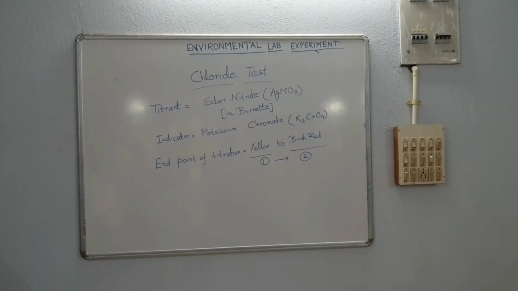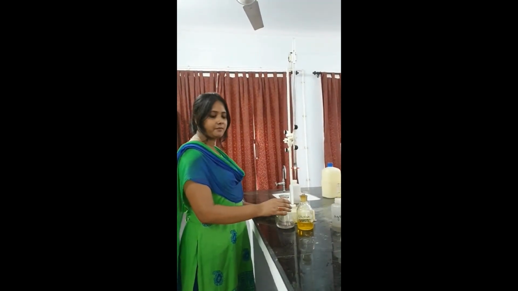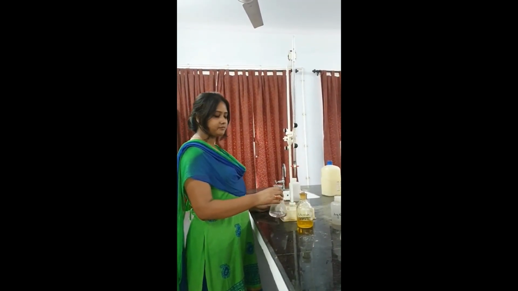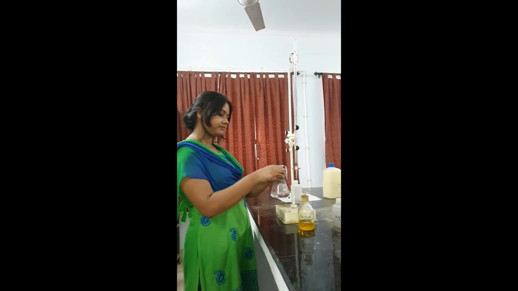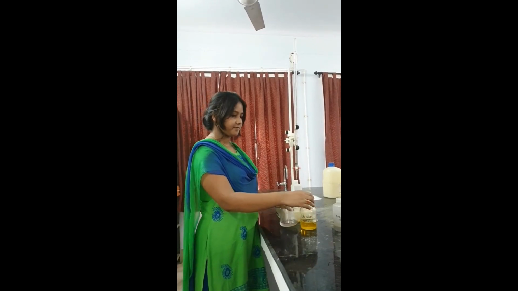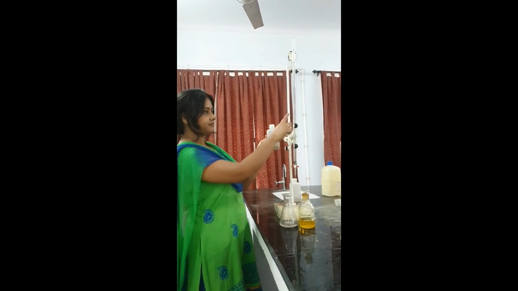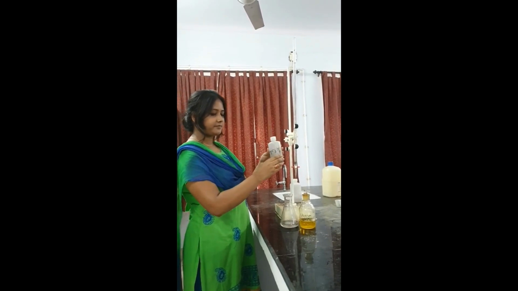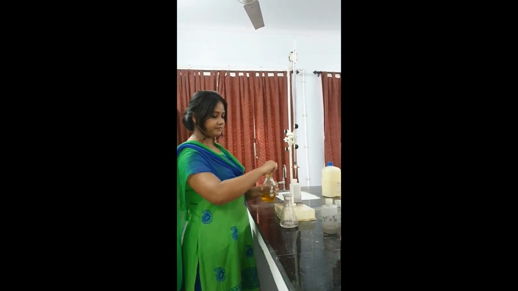Okay students, now we will show you the process for the titration of chloride. The titrant AgNO3 has been taken into the burette. This is AgNO3, it is put into the burette. This is the titrant. Initial volume has to be noted down. Please mind it, initial volume has to be noted down.